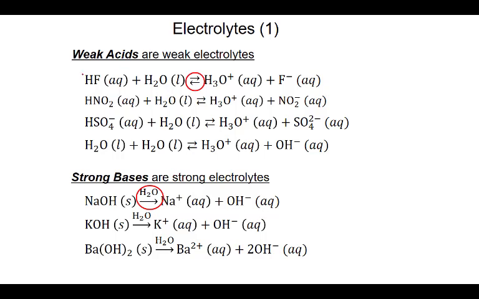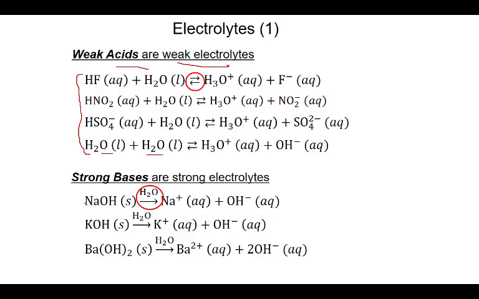Weak acids are like hydrofluoric acid, nitrous acid and water. Water is both an acid and a base, but it is a weak acid and a weak base. Why? Because they do not dissociate 100%, so these are weak electrolytes. Weak electrolytes are weak acids.